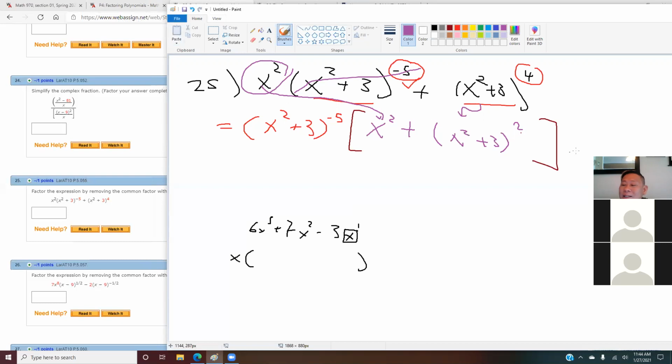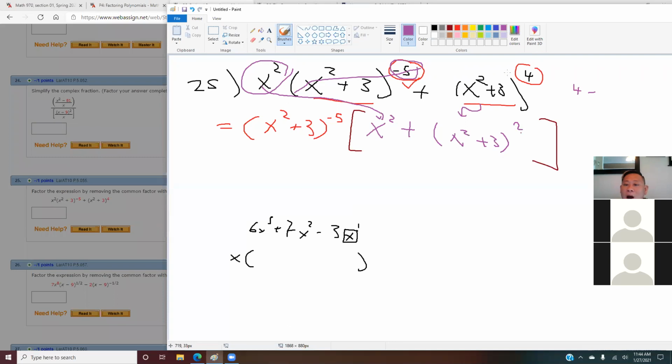So what is this power? This power is figured out by taking this power 4 minus this power, which is -5. Okay, so in order for us to figure out what power this is, you take 4 minus -5, and this will be plus. So this power in this case is 9.